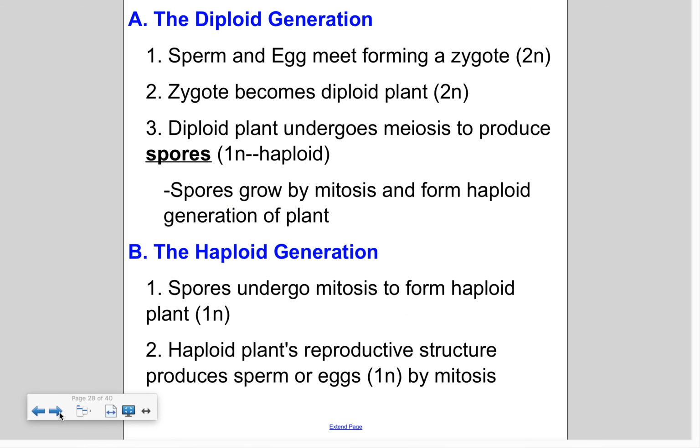So in the diploid generation, you have sperm and egg that meet, and it forms that zygote. The zygote becomes that diploid plant. The plant will undergo meiosis to cut that number in half, because it was 2N and now the spores will be 1N. And those spores go through mitosis and grow to become haploid multicellular organisms, forming the haploid generation of that plant. Now we're in the haploid part where we are just N. Spores will go through mitosis to produce a haploid multicellular plant, and then go through mitosis again to produce gametes, sperm or eggs, that can fuse with another plant to become diploid, and the whole cycle will repeat itself.